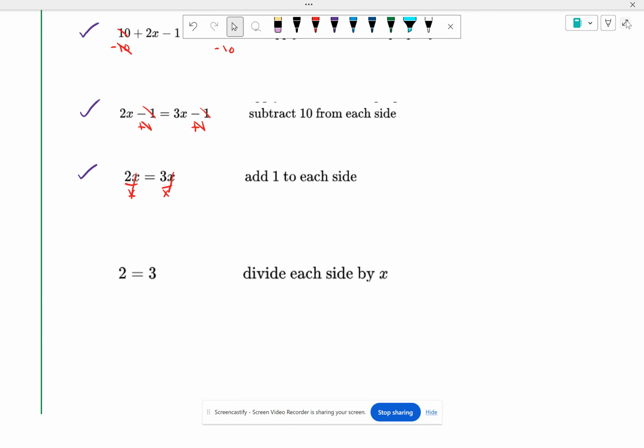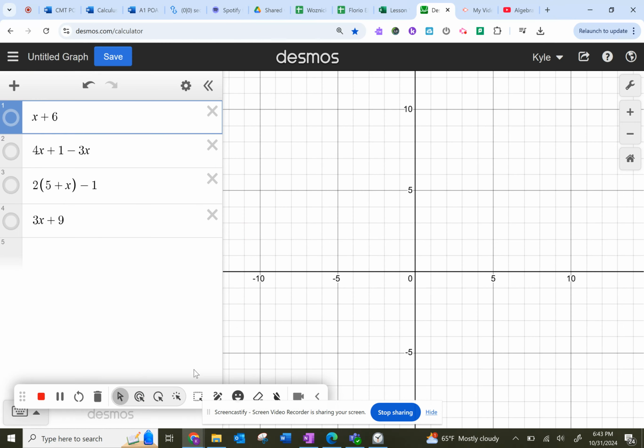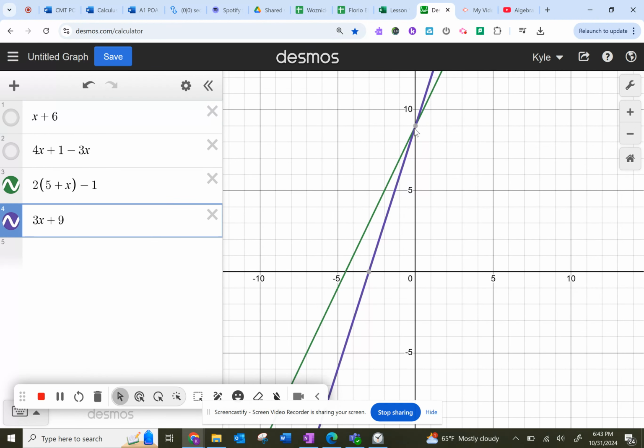But let me show you what the graphs of this situation look like. So I'm going to graph the left-hand side and the right-hand side. And again, the solution is where they intersect. So this is the left-hand side of the equation, and this is the right-hand side of the equation. If you notice, they're not parallel. There actually is a point where they're both equal. This intersection point is when x equals 0. So it actually does have a solution.